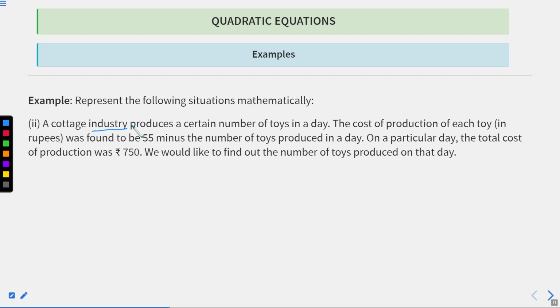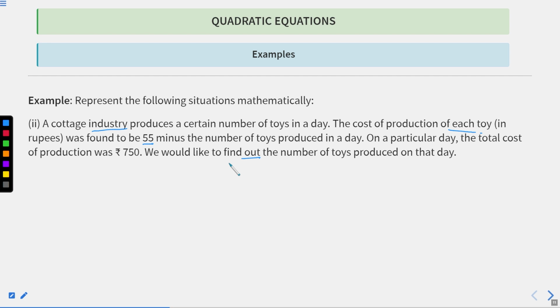The cost of production of each toy in rupees was found to be 55 minus the number of toys produced in a day. On a particular day, the total cost of production was 750 rupees. We would like to find out the number of toys produced on that day.